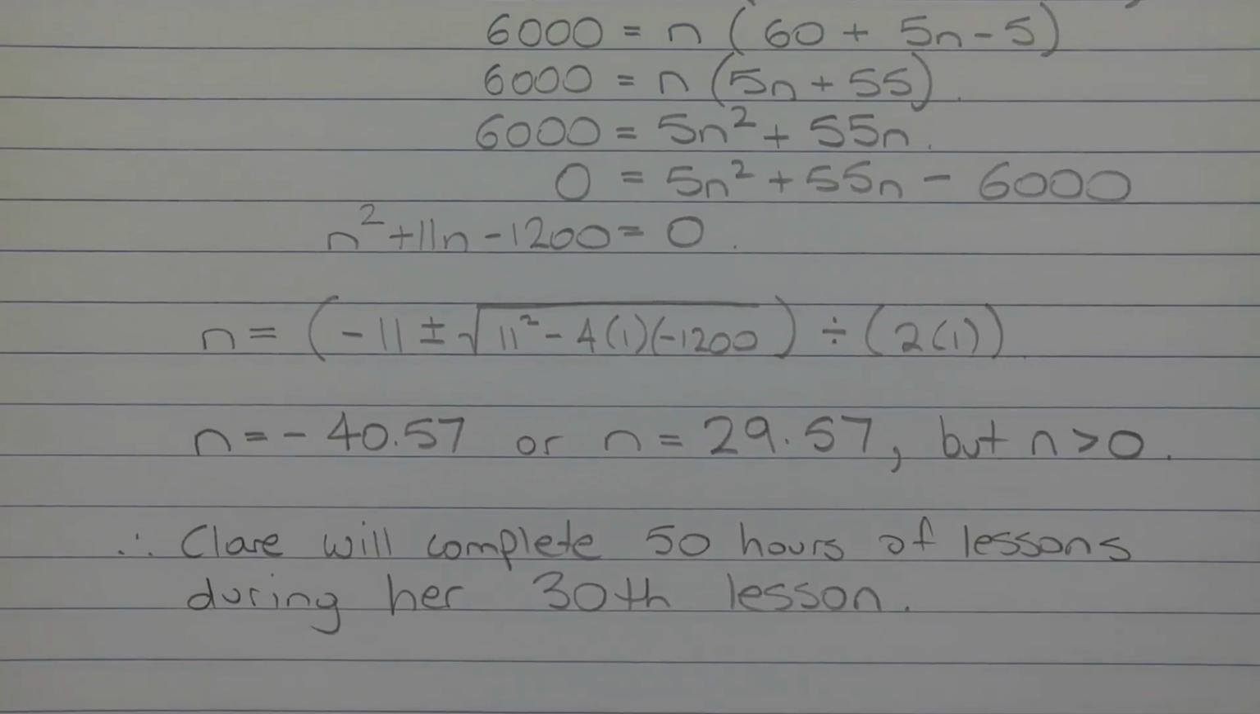Now using the quadratic formula to solve for n, we get n is equal to (negative 11 plus or minus the square root of 11 squared minus 4 times 1 times negative 1,200), divided by 2 times 1. So n is equal to negative 40.57 or n equals 29.57. But n has to be a positive integer, so n has got to be greater than 0. Therefore, Claire will complete 50 hours of lessons during her 30th lesson.